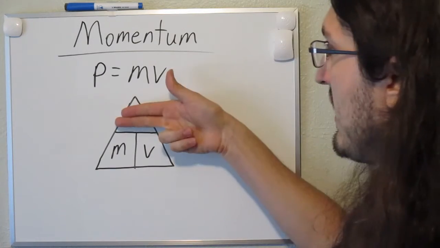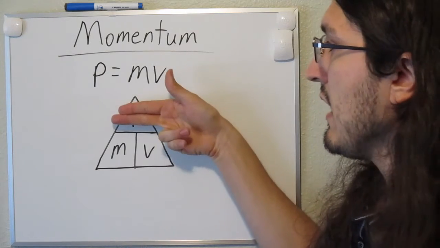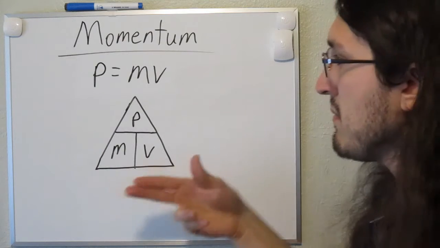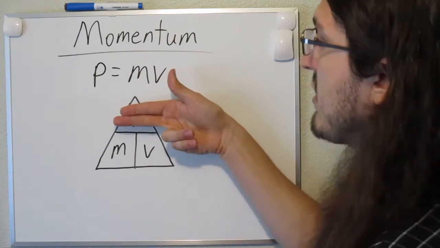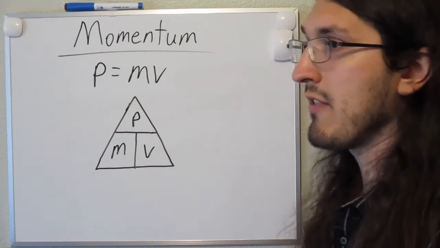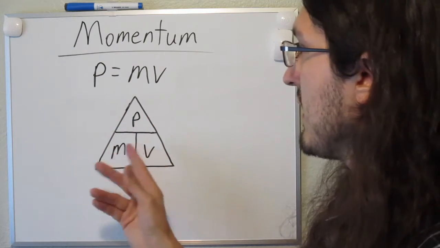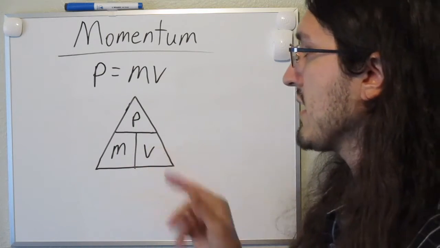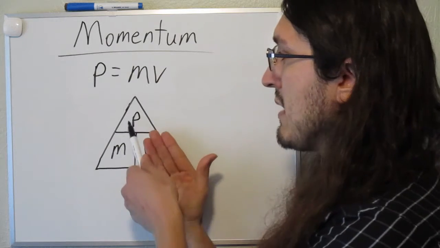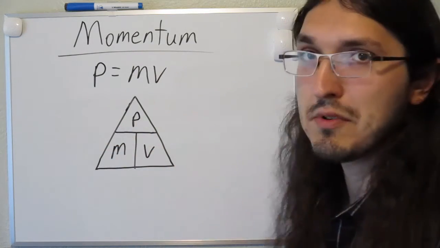I would cover that up, and then if the two remaining variables are across from each other, then you multiply. Or if the two remaining variables are above and below, then you would divide. So in the case of momentum, mass and velocity are across from each other, so it's mass times velocity is equal to momentum. If I wanted to solve for mass, I would cover that up, and the two remaining variables are momentum divided by velocity. So I know mass is equal to momentum divided by velocity. If I cover up velocity, then my two remaining variables are going to be momentum divided by mass. So that's how you can use this triangle to solve for all the variables in that equation.